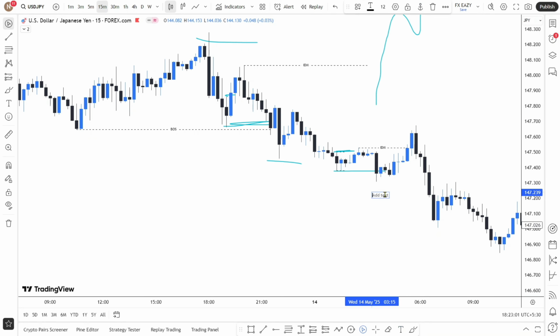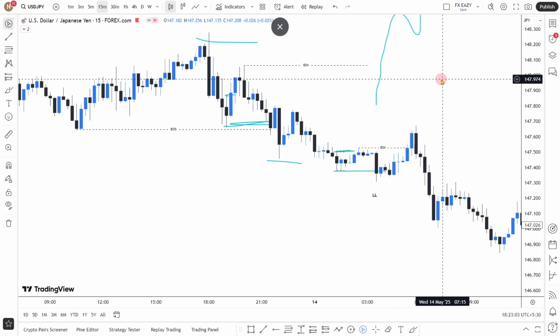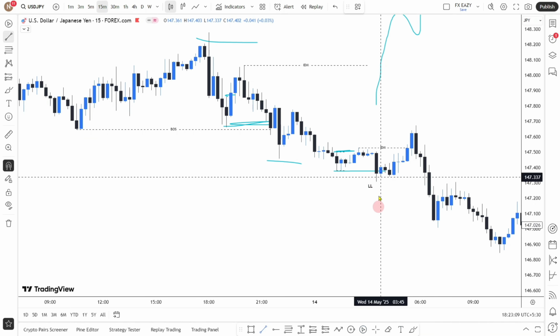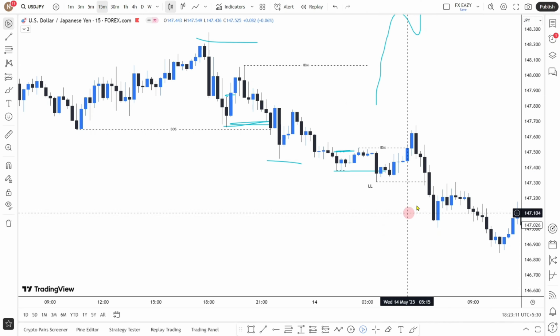Let me give the marking here, it has not come, lower low point. Okay, when would our lower high emerge? When it gives a BOS. When our BOS will happen, when it gives a close below this level.